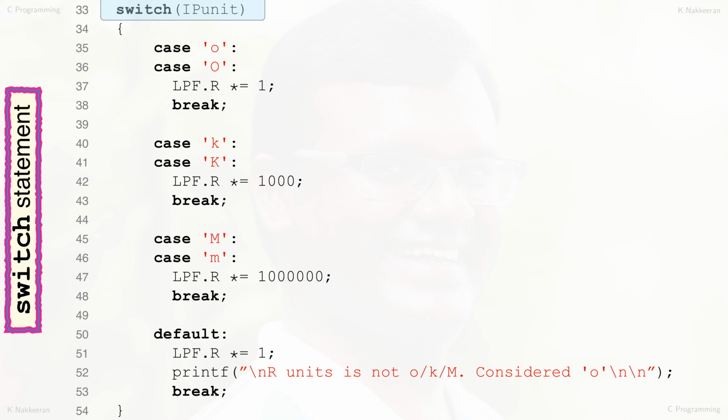The quantity that needs to be checked for various cases is to be mentioned within the parentheses. Here IP unit character variable is written within the parentheses to check whether it is either O or K or M. As the full scope of the switch statement extends up to line 54, semicolon should not be written at the end of line 33. Opening brace in line 34 and closing brace in line 54 enclose the full scope of the switch statement.